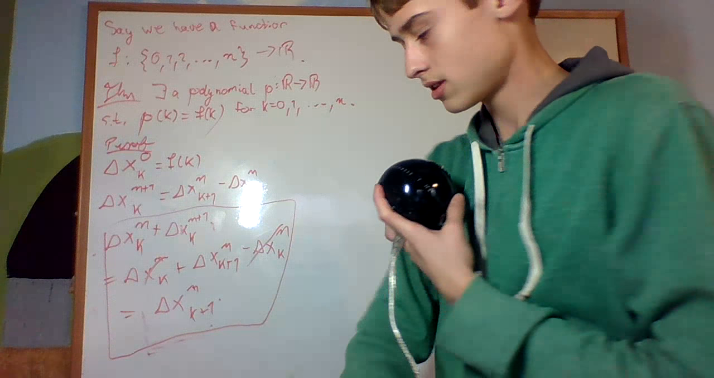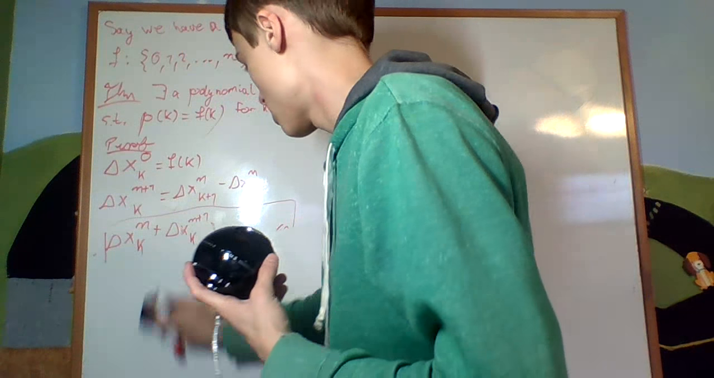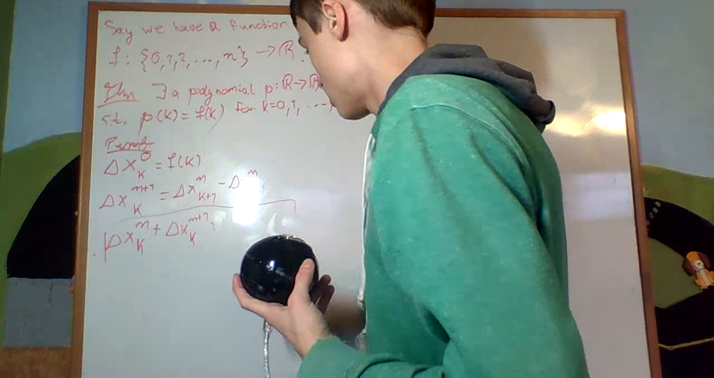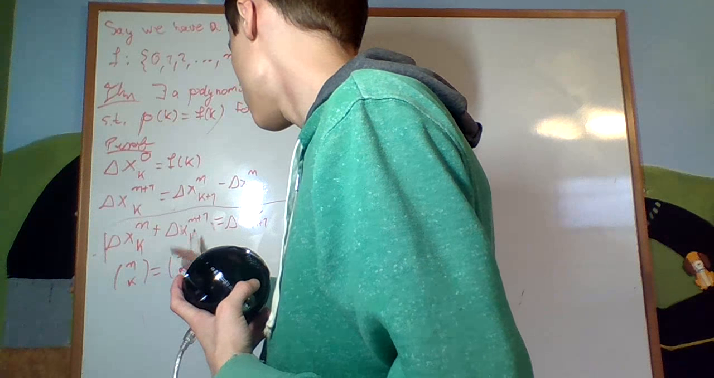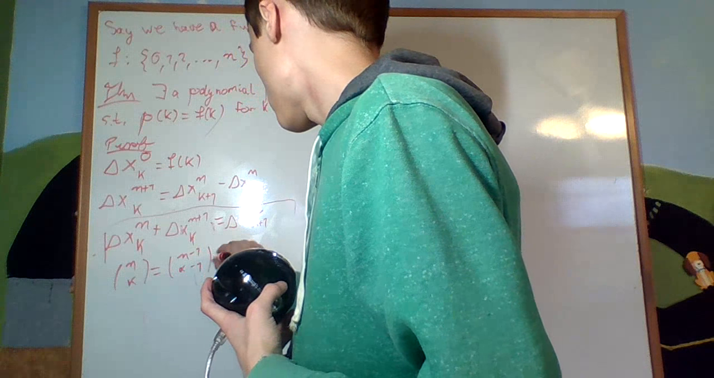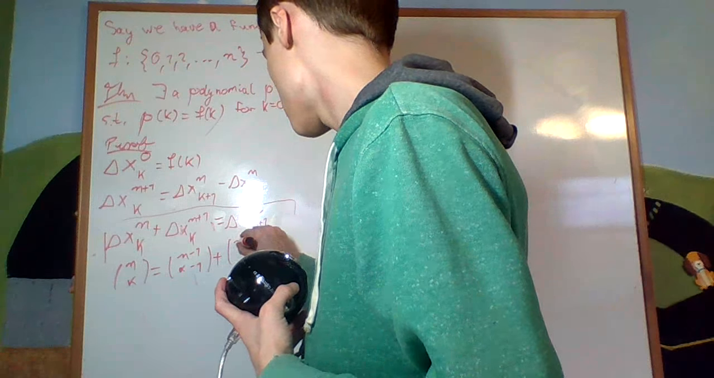So I'll put delta x n k plus 1, and n choose k is going to be equal to n minus 1 choose k minus 1 plus n minus 1 choose k. These are my facts of the day. Okay, so now let's prove our theorem.